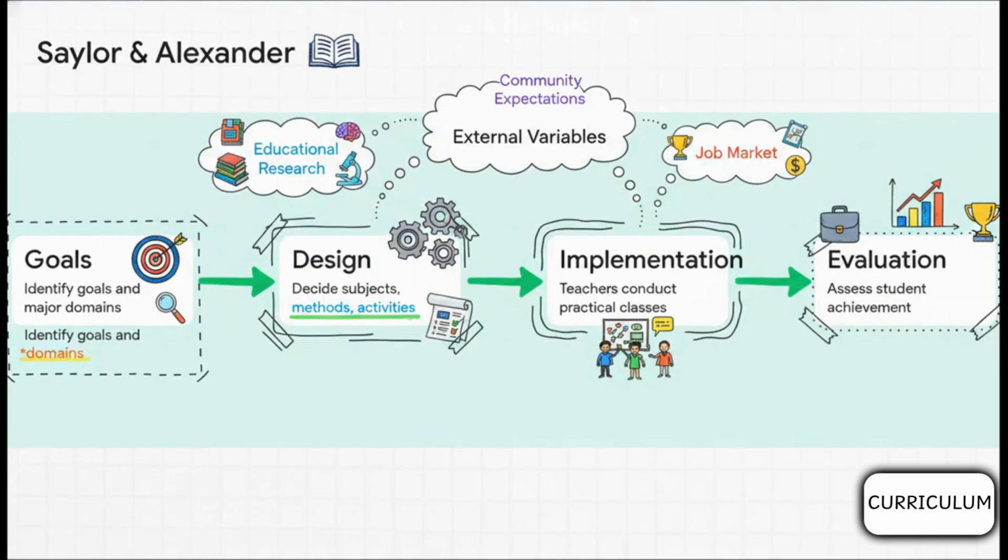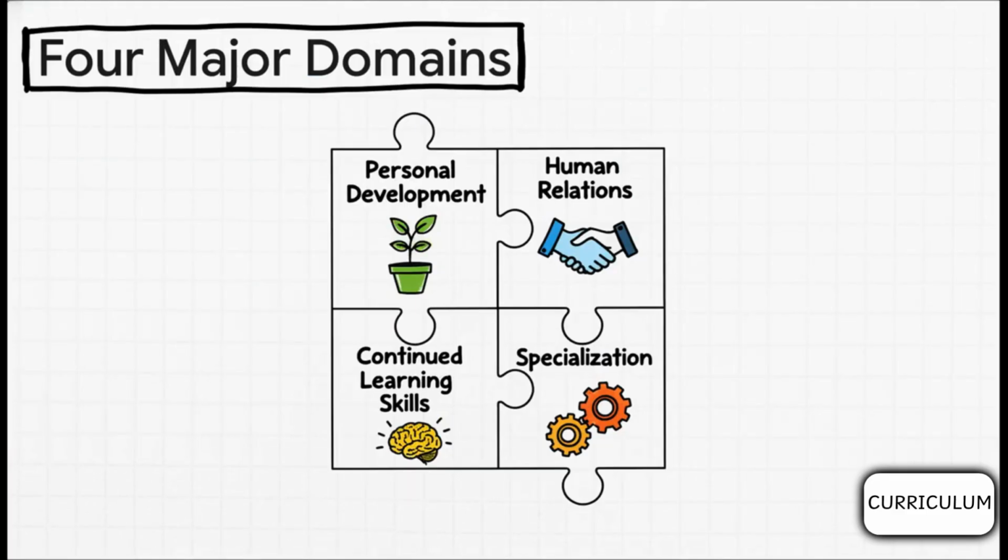So Galen Saylor and William Alexander created a really comprehensive approach that views curriculum as this broad plan for providing learning opportunities. Just like the others, this model has 4 steps: goals and domains, curriculum designing, implementation, and evaluation. But the thing that makes this model unique is just how deeply it considers external variables. It looks at educational research, community expectations, and importantly, the job market, shaping the whole curriculum into one massive holistic plan. The absolute hallmark of the Saylor and Alexander model is found right in step 1.